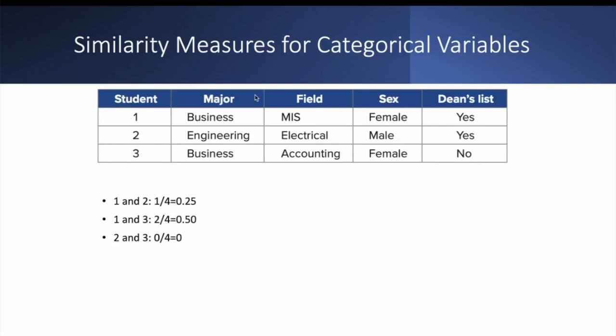Because what is the formula again? The formula says number of variables with matching outcomes divided by total number of variables. For instance, numbers 1 and 2, look at them. These are dissimilar, these are dissimilar, and these are dissimilar. These are similar. So it's 1 out of 4. For 1 and 3, business, this is 1. MIS and accounting, 0, nothing. Female, this is 2. Dean's list, yes or no? No. So we have 2 out of 4. 2 and 3, they are dissimilar, right? So based on matching coefficients for these three, we can say that students 1 and 3 are the most similar to each other, whereas students 2 and 3 are the most dissimilar.